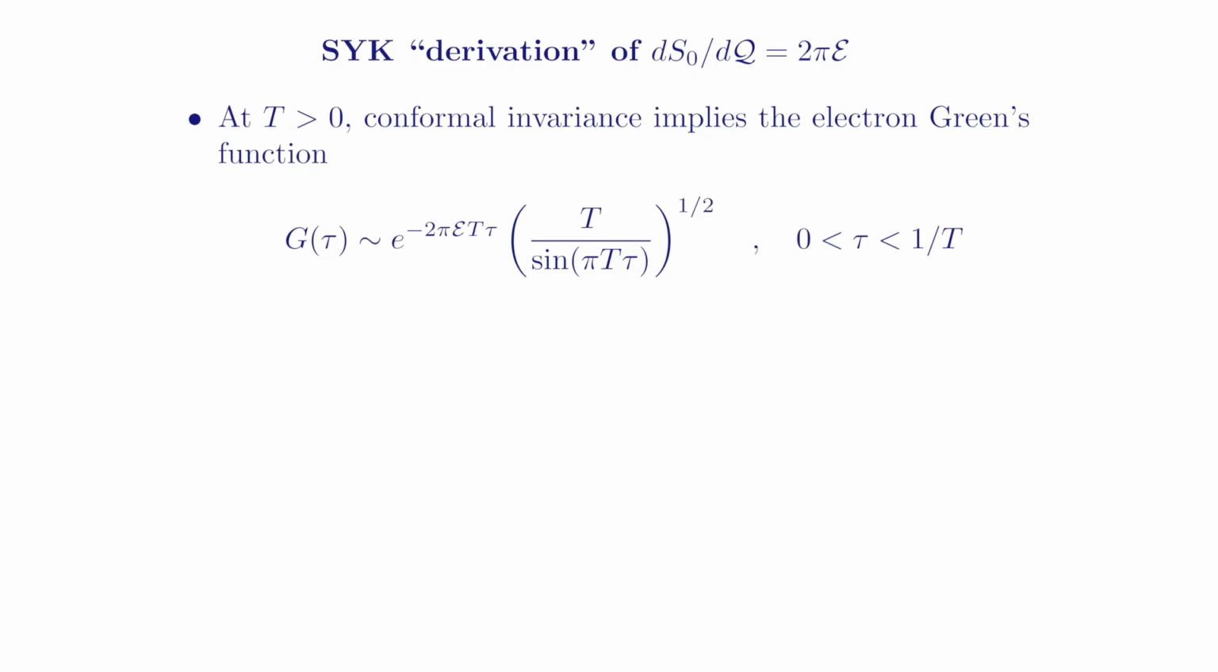Okay, so now let me just give you a quick hand-waving derivation of where this relation comes from the quantum mechanical point of view, not from the Einstein-Maxwell equations. If you take this Green's function I showed you earlier with this particle-hole asymmetry, and you conformally map it to finite temperature, this is the kind of form you find.